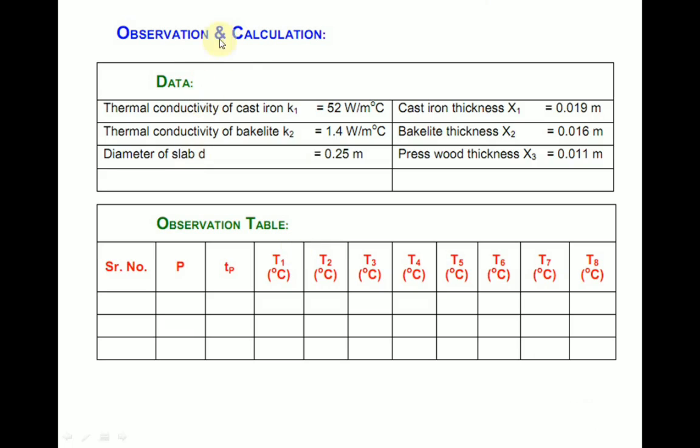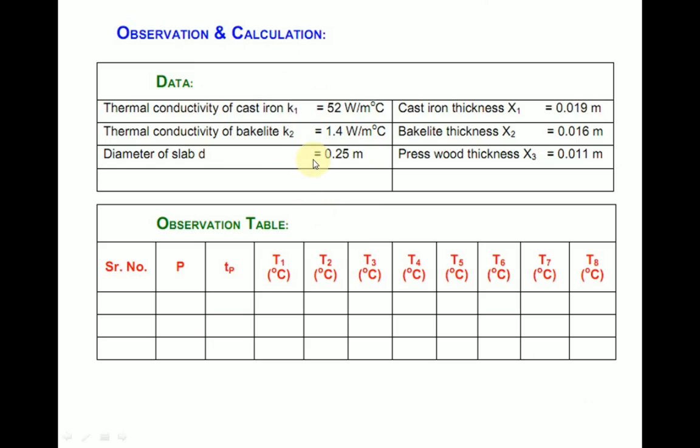Now the next step is observation and calculation. For that the data is provided. The thermal conductivity of the cast iron is given. It is represented by K1 and its value is 52 watt per meter degree Celsius. Then the thermal conductivity of the bakelite is given. It is 1.4 watt per meter degree Celsius. It is represented by K2.